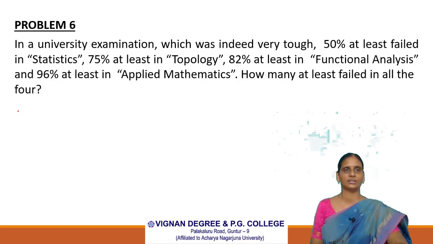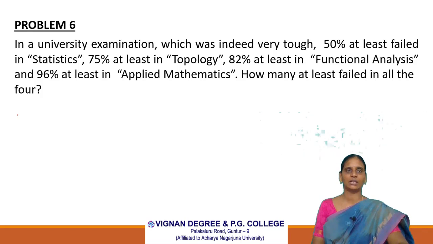Problem number 6. In a university examination which was indeed very tough, 50% at least failed in statistics, 75% at least in topology, 82% at least in functional analysis, and 96% at least in applied mathematics. How many at least failed in all the 4 subjects?